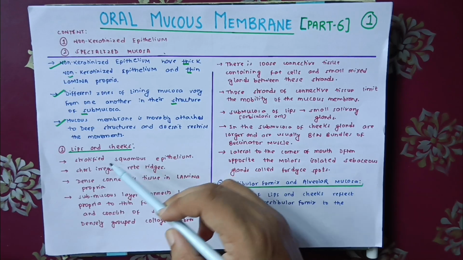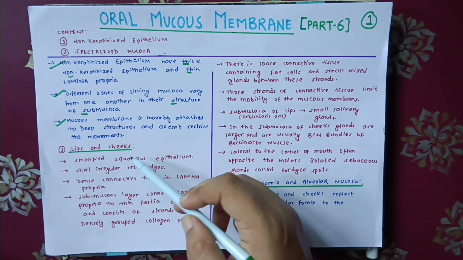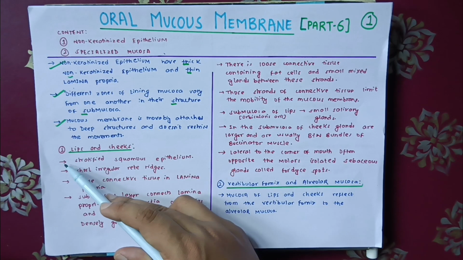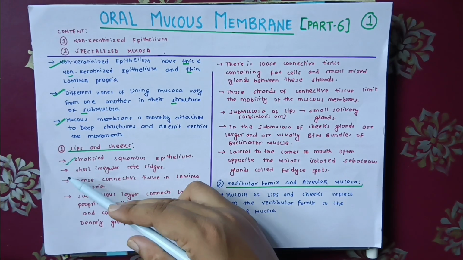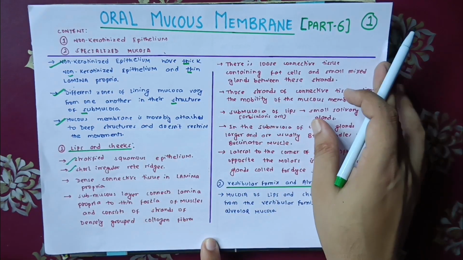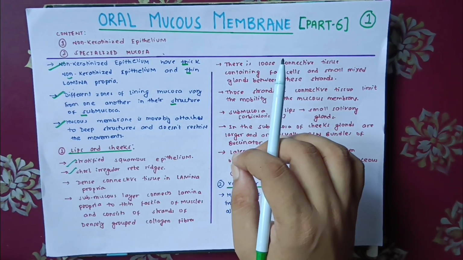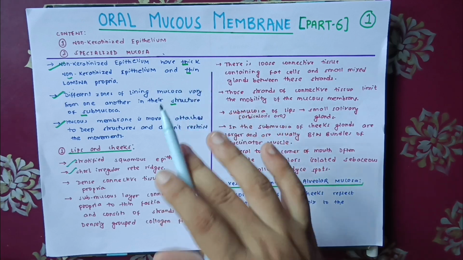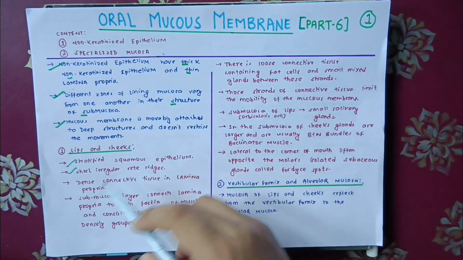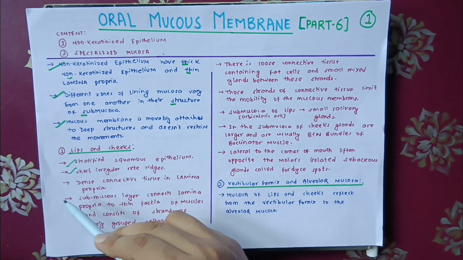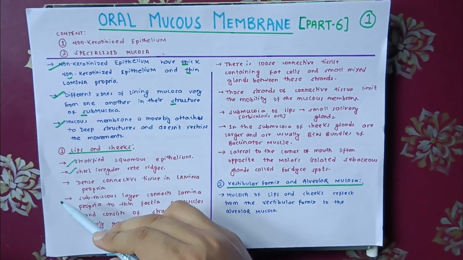First, in this non-keratinized epithelium we will discuss the lips and the cheeks. In the lips and cheeks, stratified squamous epithelium is present with short irregular rete ridges. As it is non-keratinized epithelium, it is just for lining purposes and doesn't resist masticatory forces, so the rete ridges are short and irregular here. The lamina propria has dense connective tissue.